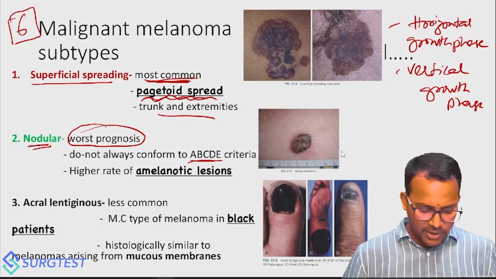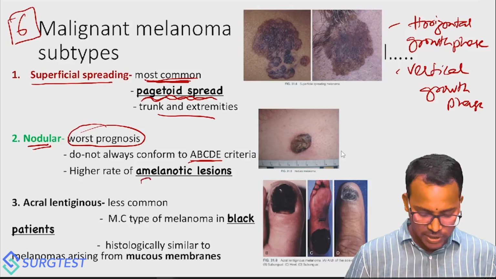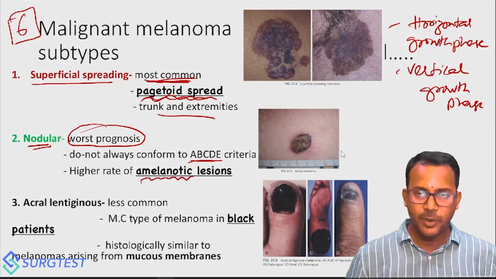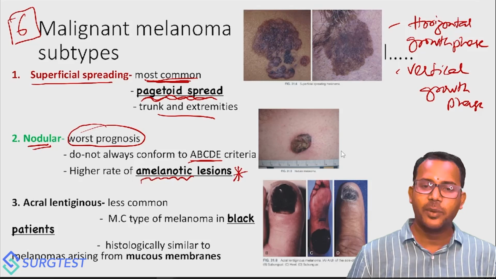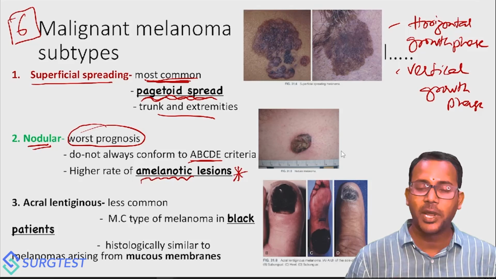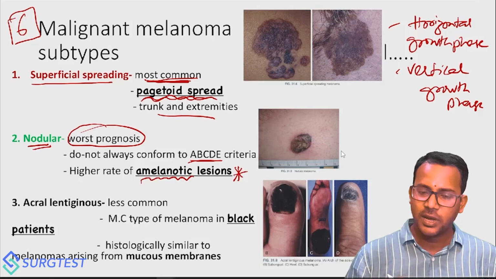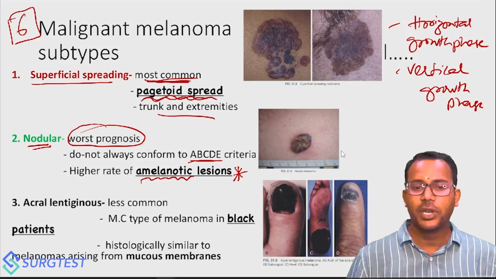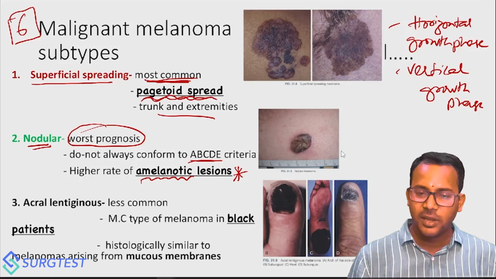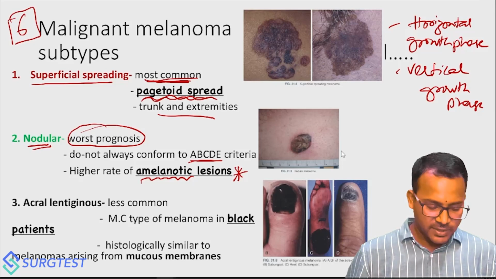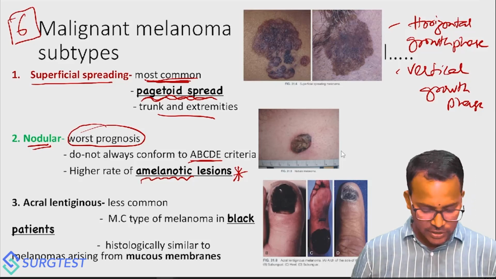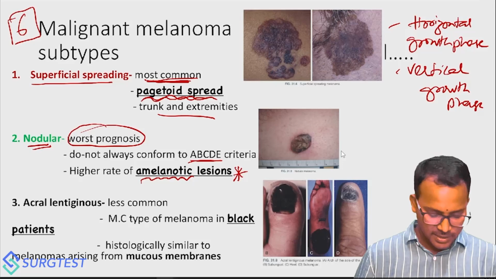Okay, there is a very high rate of amelanotic lesions in case of nodular melanoma. This is the one which you have to remember. So the nodular melanoma is that subtype of melanoma which has high rates of amelanotic lesions. So the lesions can be white. Okay. The third subtype of malignant melanoma is acral lentiginous melanoma.